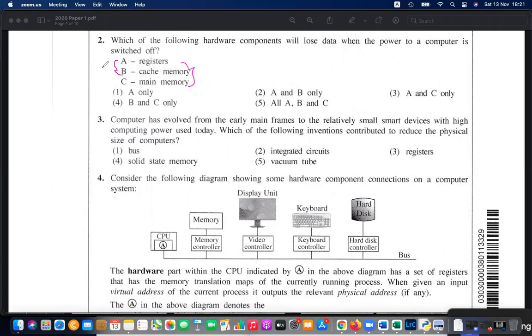Registers and cache belong to SRAM, right? So this you also need to remember. Registers and cache together we call SRAM, static random access memory. And main memory we call dynamic RAM, DRAM. So what is the difference between SRAM and DRAM?